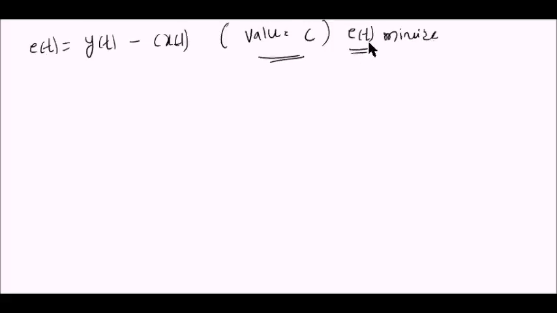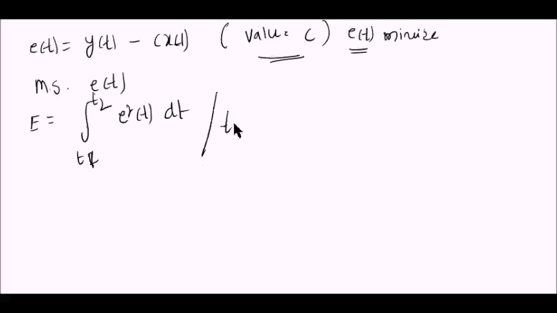But e of t is also varying with respect to that time, so it is very difficult to do the minimization with the two variables. Now what we are doing is we are finding the mean square value of e of t. So the mean square value of e of t, denoted by capital E, is equal to the integral from t1 to t2 of e square of t dt divided by t2 minus t1.